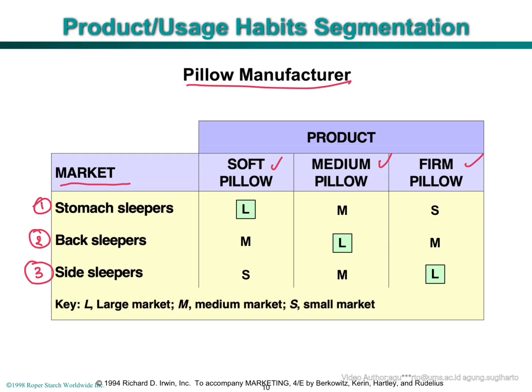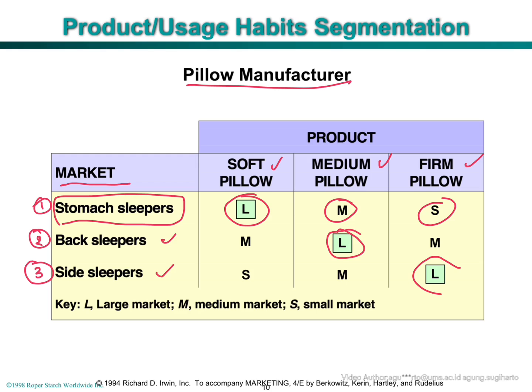The stomach sleeper, people that sleep on their stomach, they need a soft pillow, large. Medium pillow may be medium, and the firm pillow must be small for the people that have this style of sleep, the stomach sleeper. How about the back sleeper? The luck is in the medium pillow. How about the side sleeper? The luck is the firm pillow.